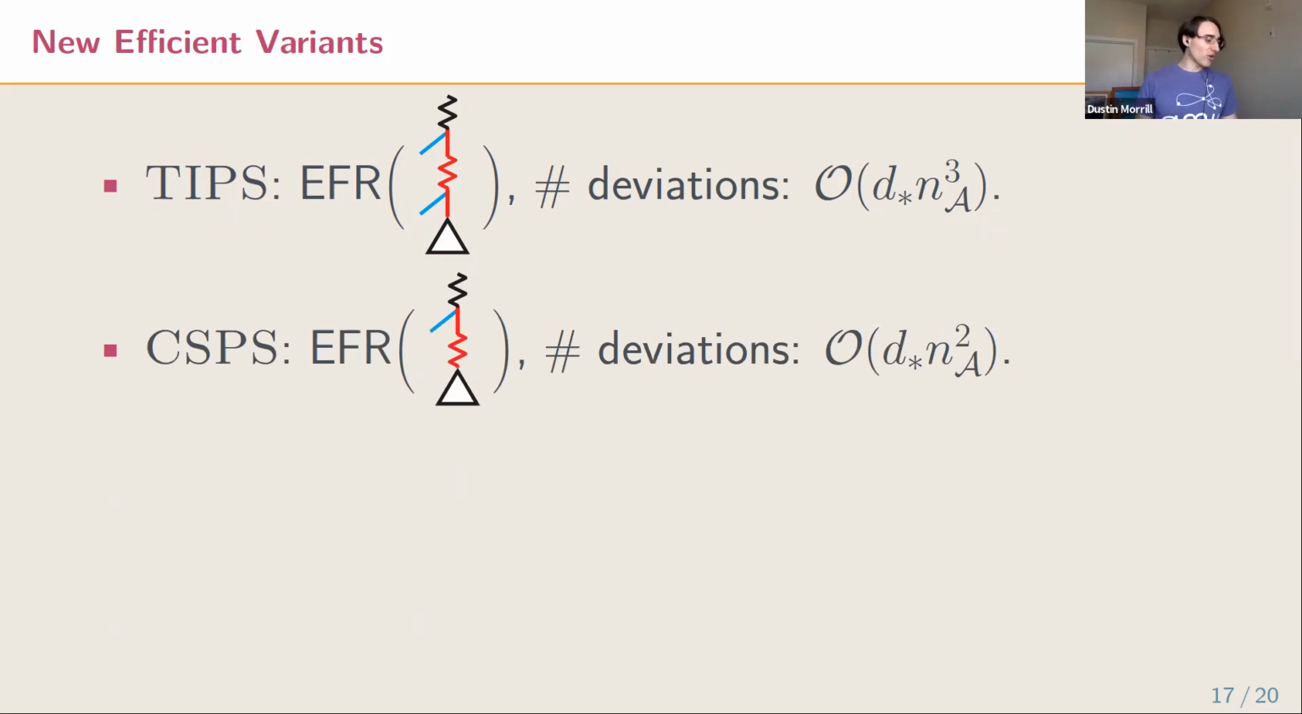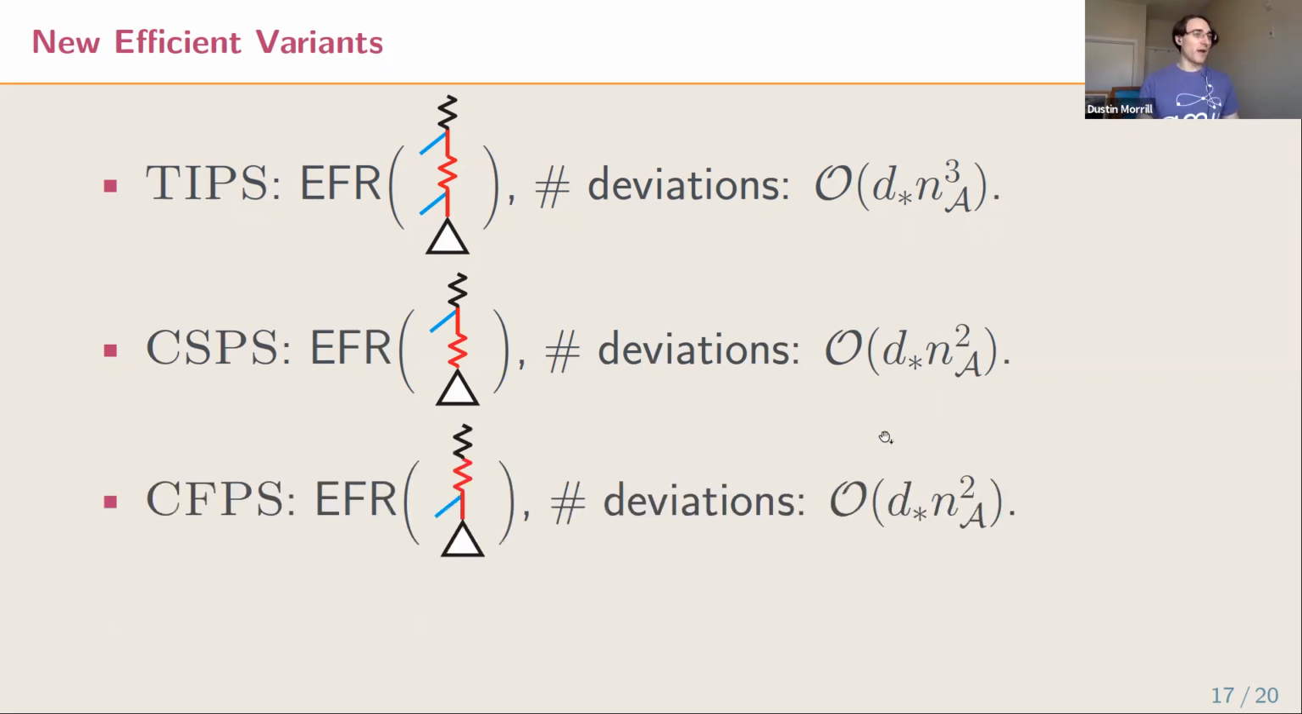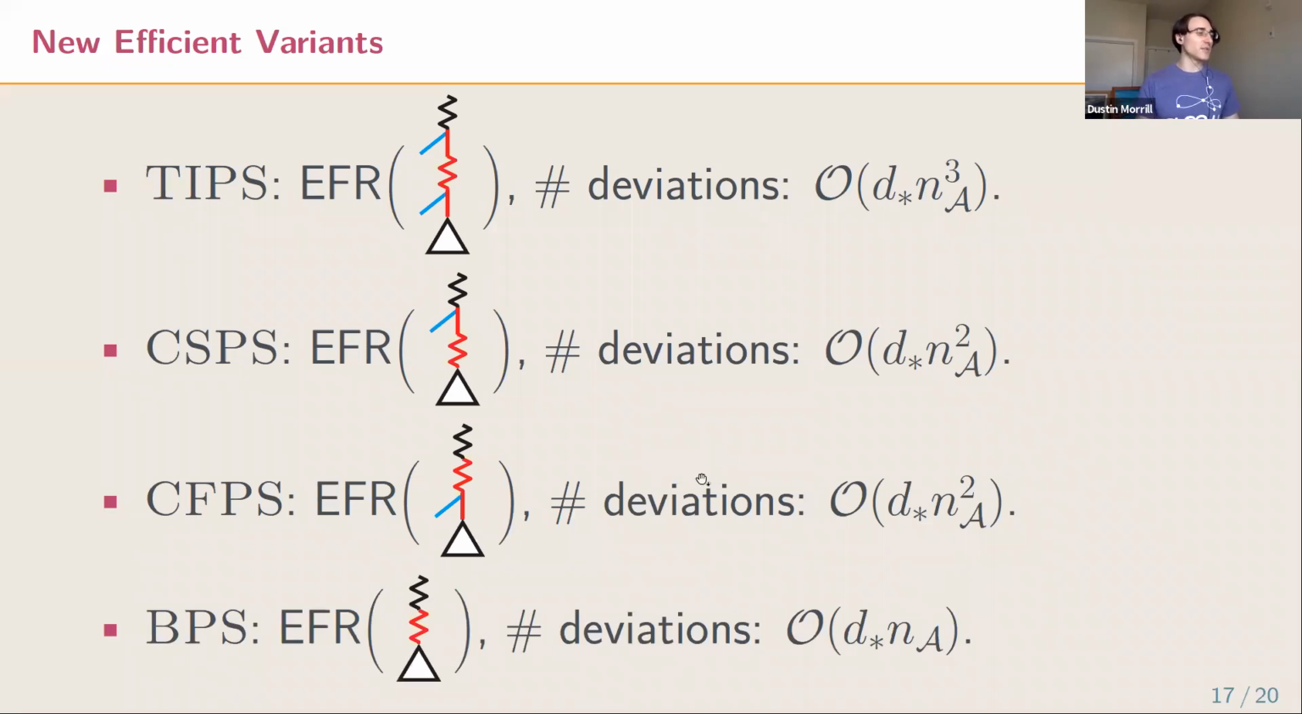There's another slightly weaker class of deviations called the causal partial sequence deviations. And this reduces the dependence on the actions to quadratic. Again, the counterfactual partial sequence deviations reduce the dependence to quadratic as well. And the cheapest partial sequence deviation is the blind partial sequence deviations, where the dependence is linear on the number of actions.